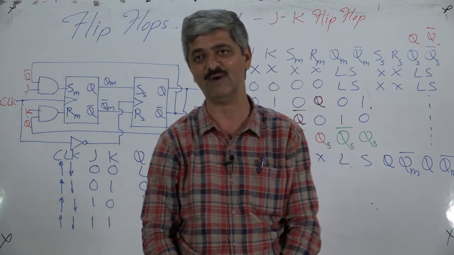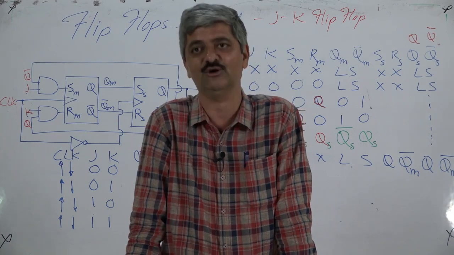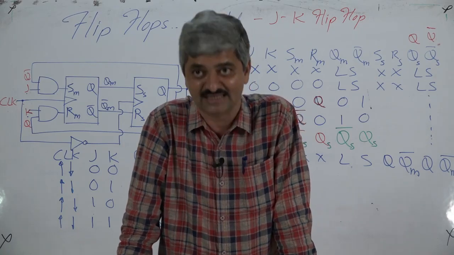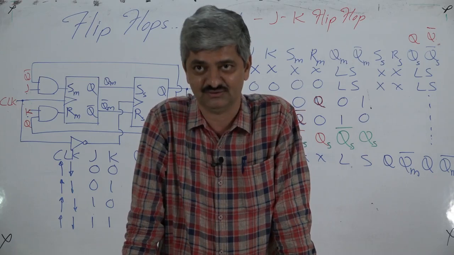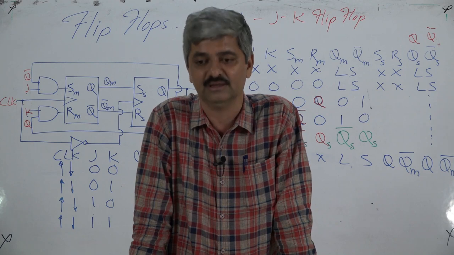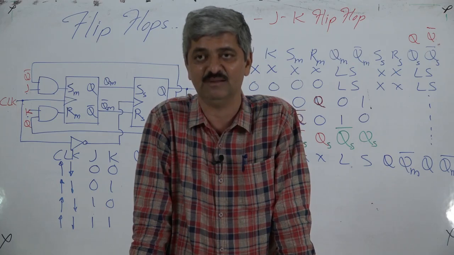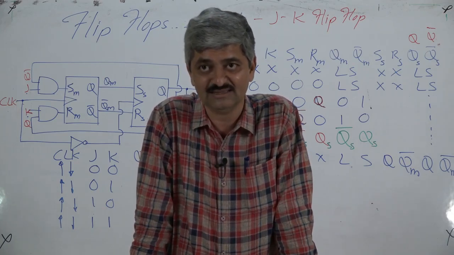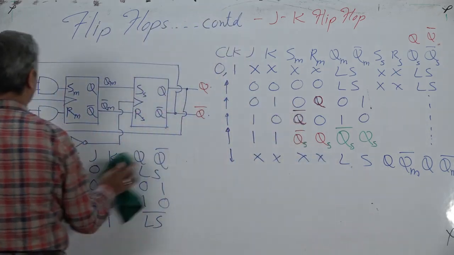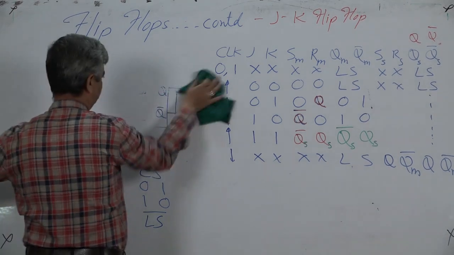So J0, K1 flip flop resets, J1, K0 flip flop sets, J0, K0 flip flop is neither reset nor set, meaning it continues what it was, and J1, K1 flip flop toggles. J0, K0 flip flop continues, J0, K1 flip flop resets, J1, K0 flip flop sets, J1, K1 flip flop toggles. This is called the JK master slave flip flop, and the final diagram of the master slave flip flop you will always require when we design counters.